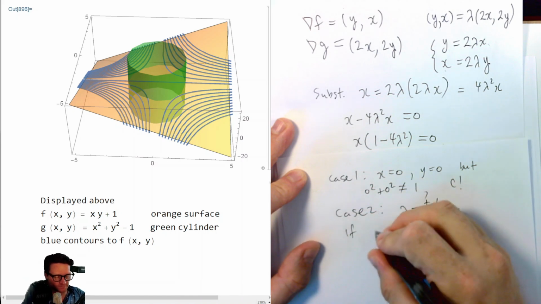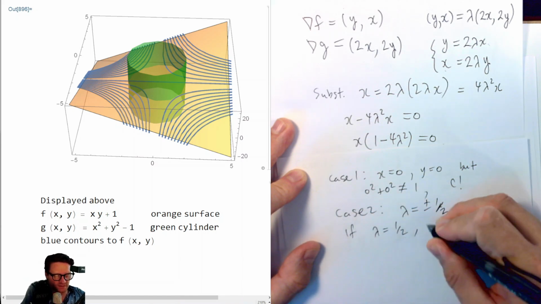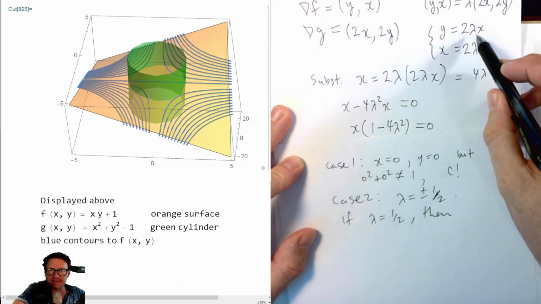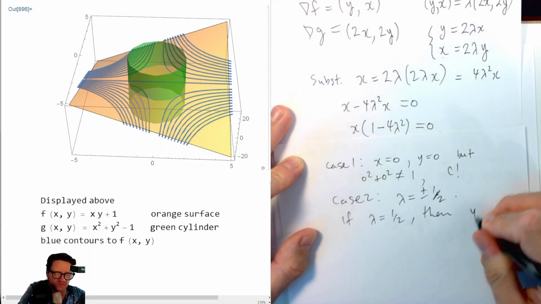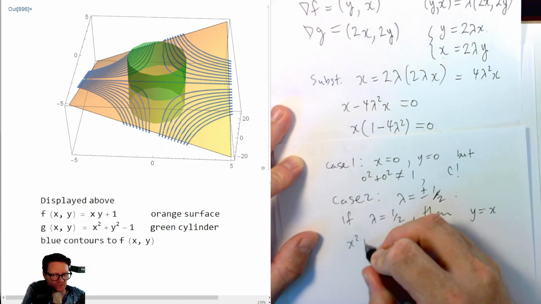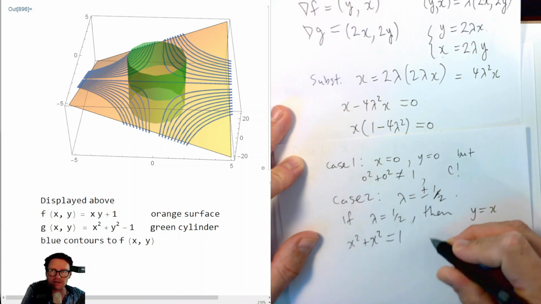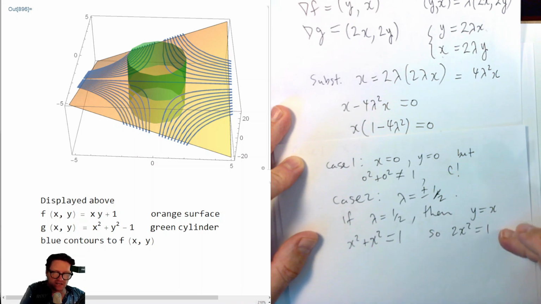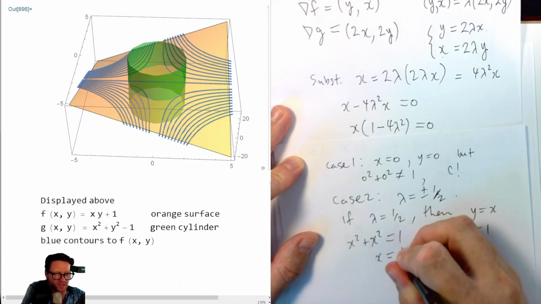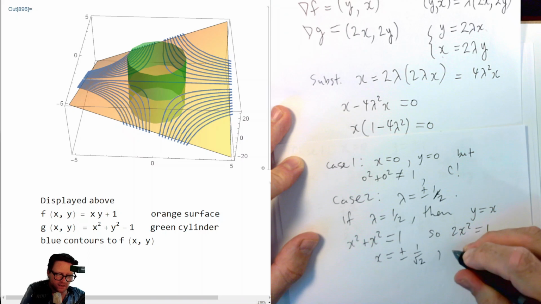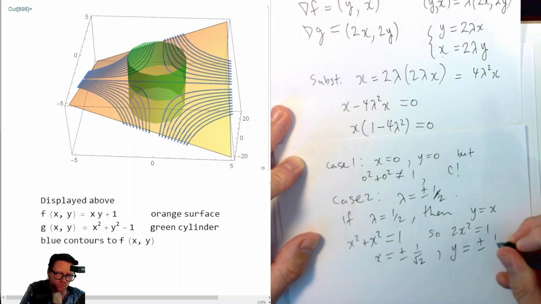So if lambda is 1/2, then what we're looking at is subbing into here 1/2, then y equals x and x equals y. And so subbing this into the constraint, we've got x squared plus x squared equals 1. So 2x squared is 1. And dividing by 2, we've got x equals plus or minus 1 on root 2. And since y equals x, y would be equal to plus or minus 1 on root 2 as well.